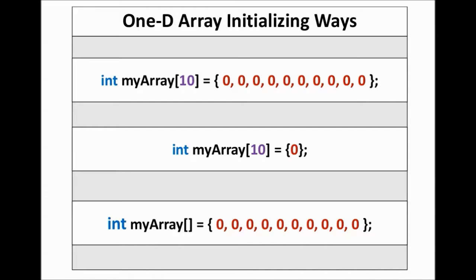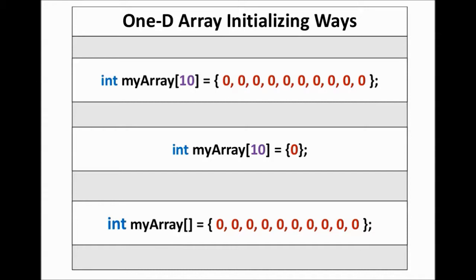Similarly, when we write int myArray[10] = {0}, it has the same meaning as we write int myArray[10] = {0, 0, 0, 0, 0, 0, 0, 0, 0, 0}. Initializing one dimensional array.